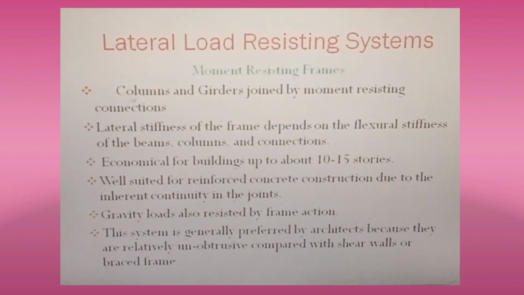The first one: the columns and girders are joined by moment resisting connections. The columns and beams are joined by moment resisting connections. The connections between the columns and beams are joined in such a way that they have to resist the moments occurring at those particular ends.